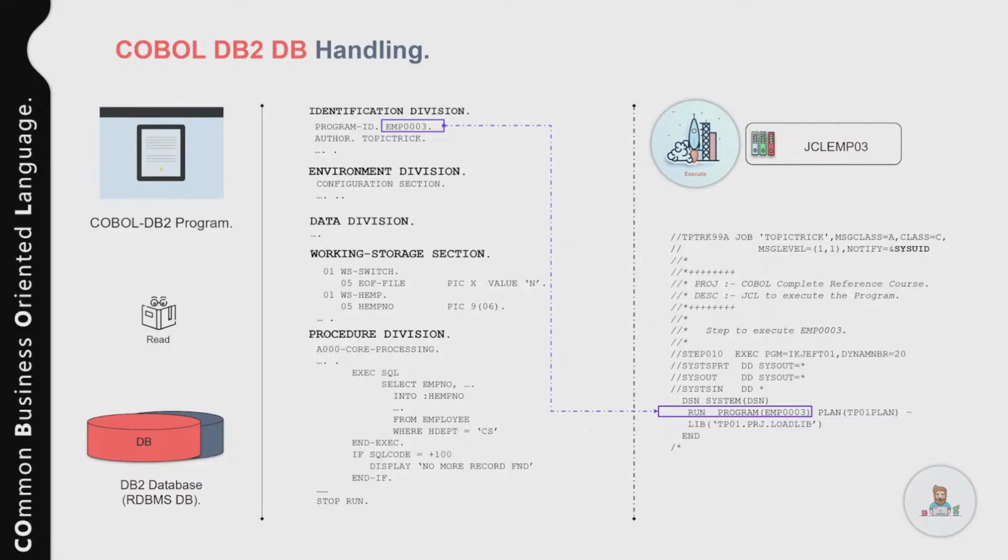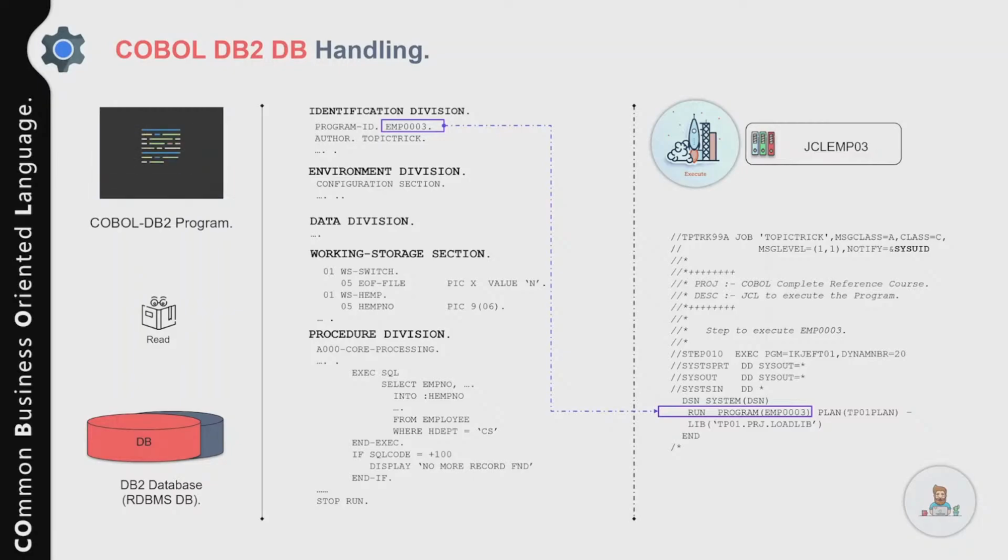Now coming back to our sample JCL, that is JCL EMP03, we have a job card, then we have a description, and after that we have step 10, which is actually executing a utility that is IKJEFT01, and it is generally used to execute a COBOL DB2 program. And if you look at the SYSTSIN, you notice that we have specified the program name followed by the plan and the library. So this is how you can execute your COBOL DB2 batch programs.